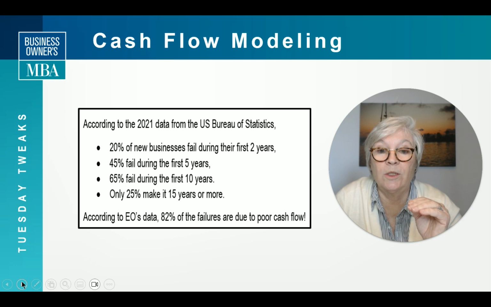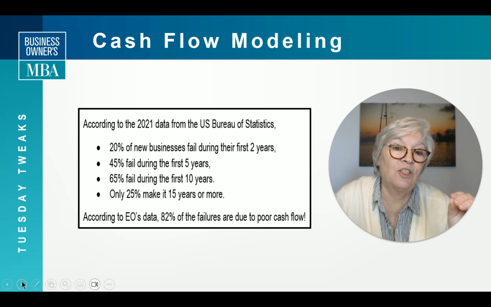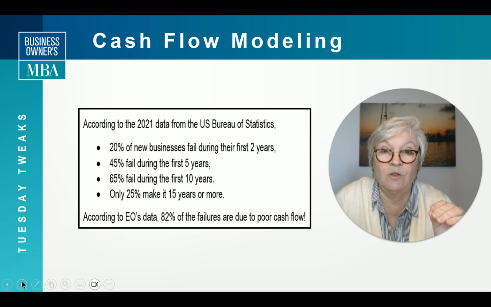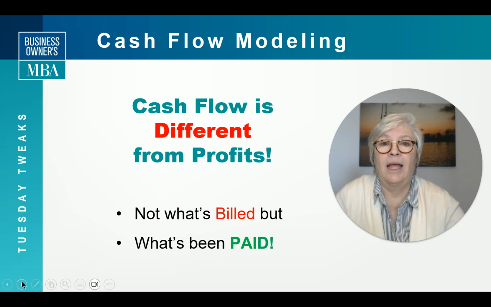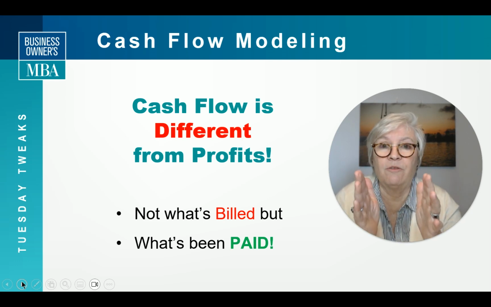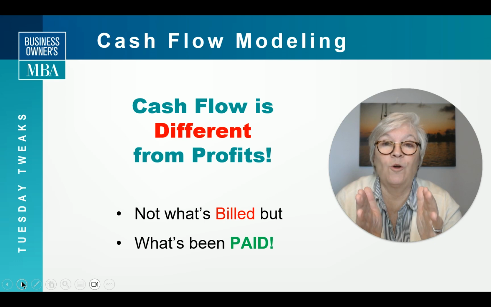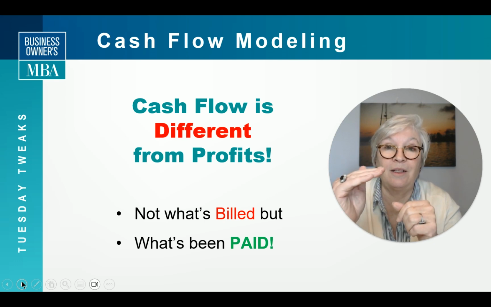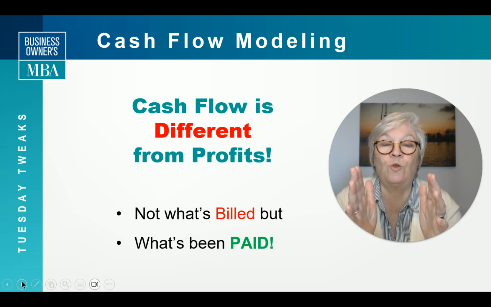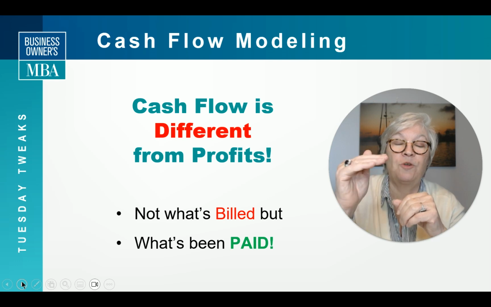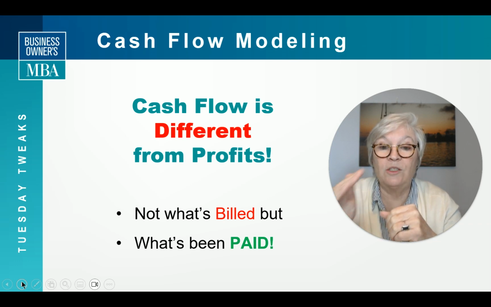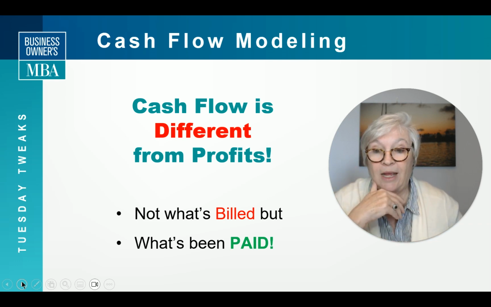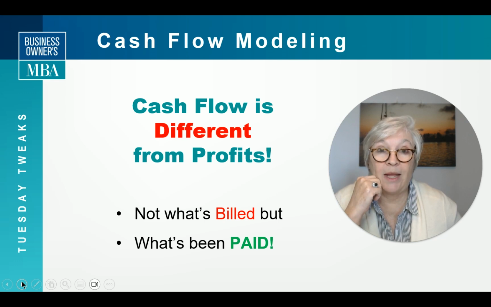Entrepreneurs Organization report that 82% of these failures are due to poor cash flow. Now, that's because business owners don't understand cash flow. Cash flow is different from profits. Profits are what you get when you bill for revenue on your accrual financial statements. When you complete a project, you send out an invoice and you get revenue. But that doesn't mean you get cash. So what's billed is different from what's paid. And cash flow is all about what you get paid.